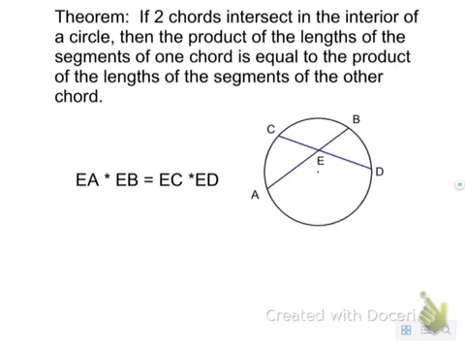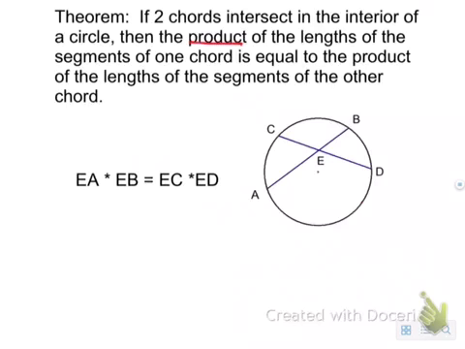Now, the theorem says if two chords intersect in the interior of a circle, then the product of the lengths of the segments of one chord is equal to the product of the lengths of the segments of the other chord. So what in the world does that mean? Well, we know we have chords because CD and AB are inside the circle. And they intersect in the interior. They cross at point E, which is inside the circle.